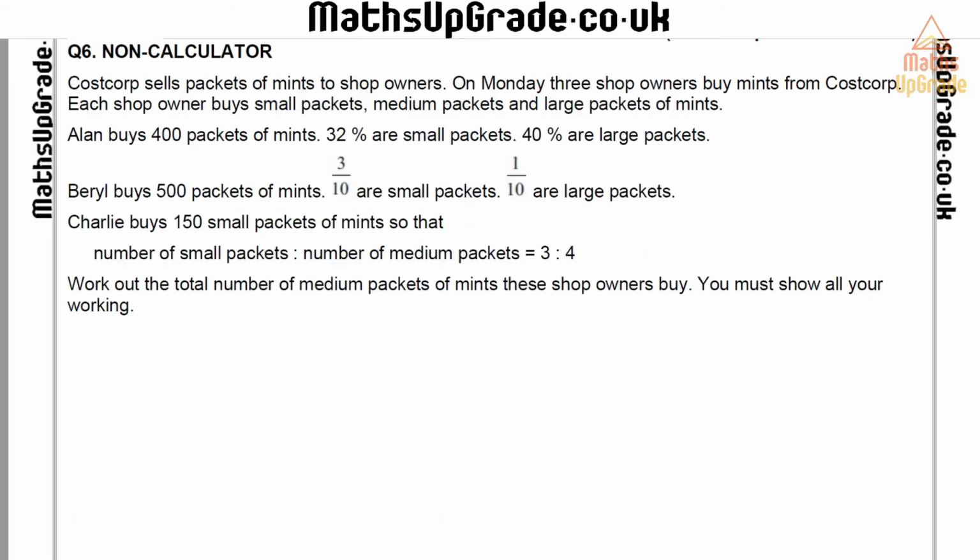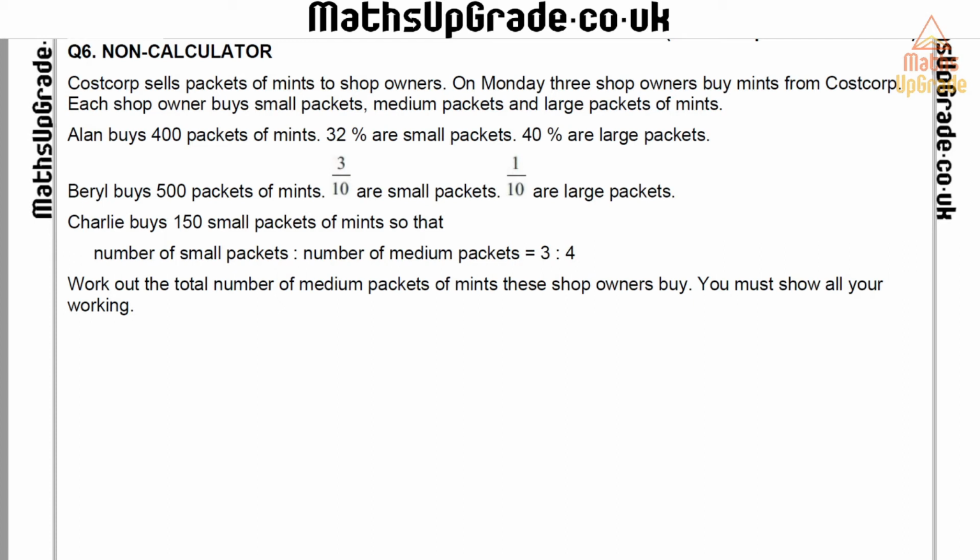In question 6, I've got Costco, which sells packs of mints to shop owners. On Monday, 3 shop owners buy mints from Costco. Each shop owner buys small, medium and large packs of mints. Alan buys 400 packs of mints. 32% are small packs, 40% are large packs. Beryl buys 500 packs of mints. 3/10 are small, 1/10 are large.